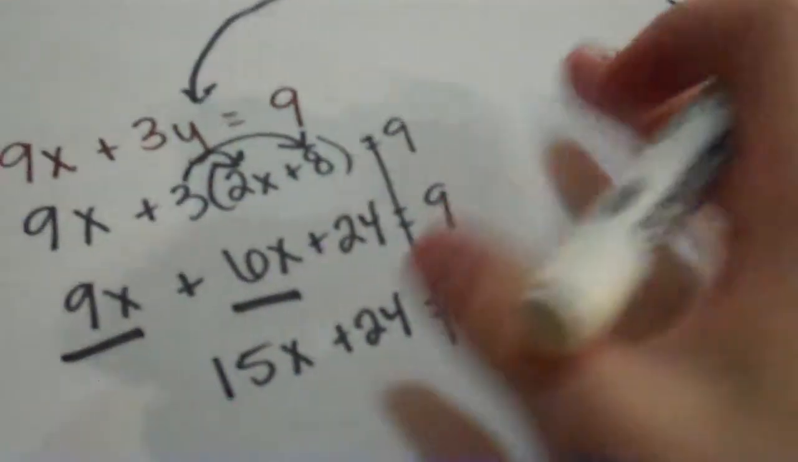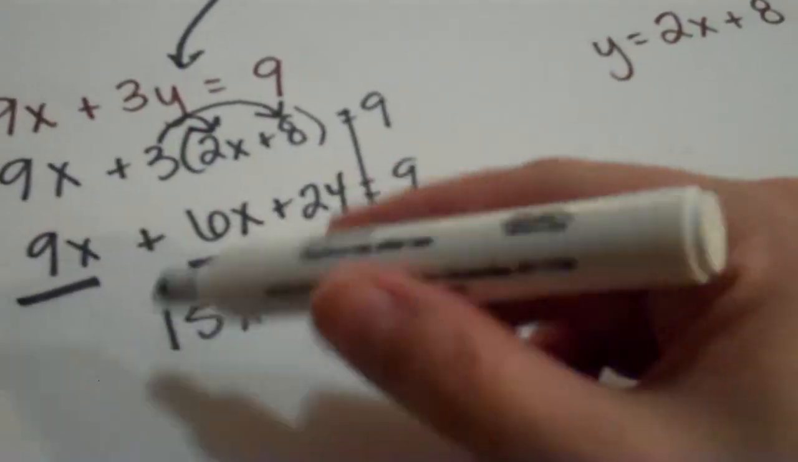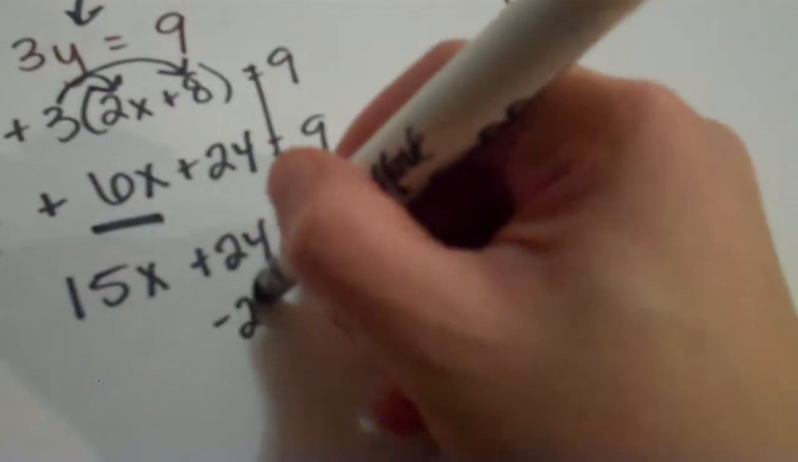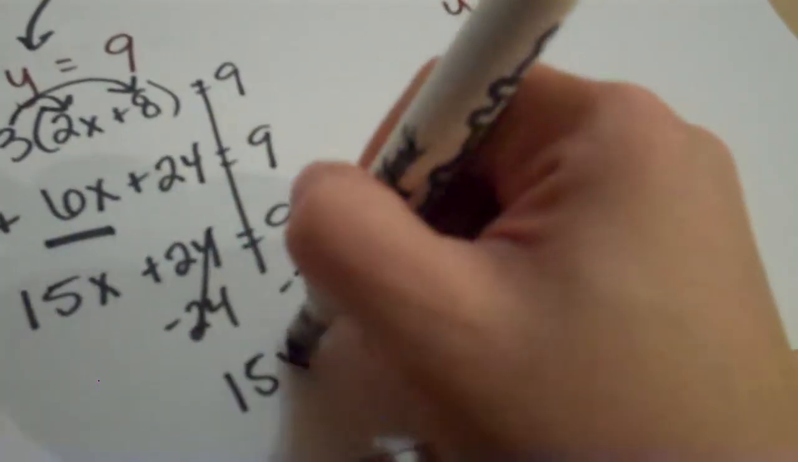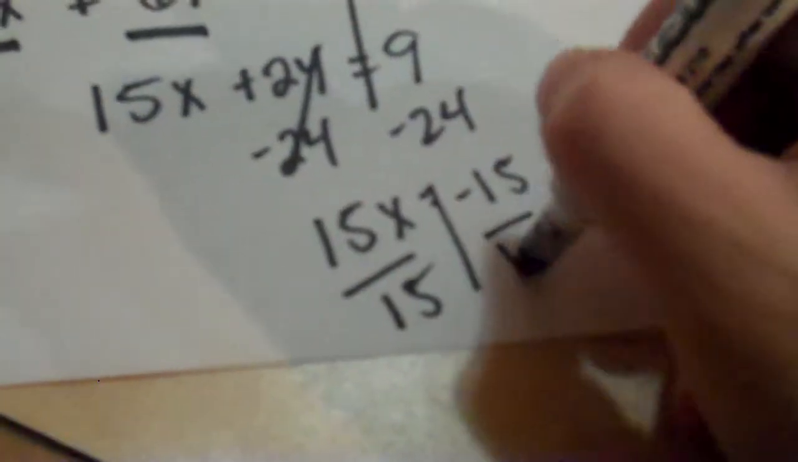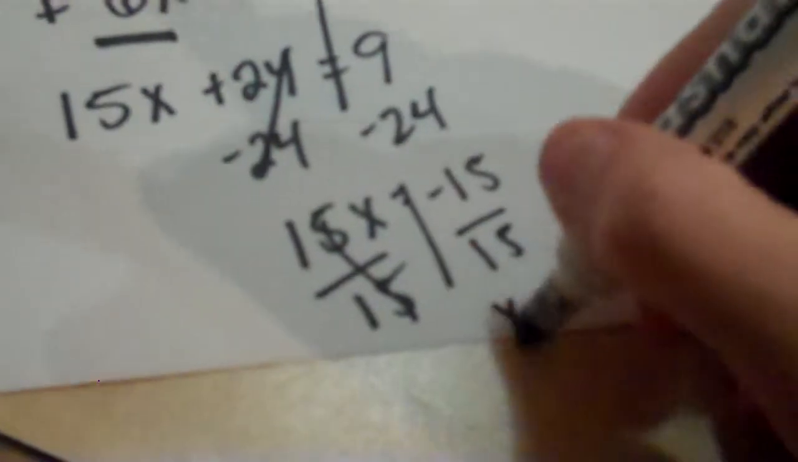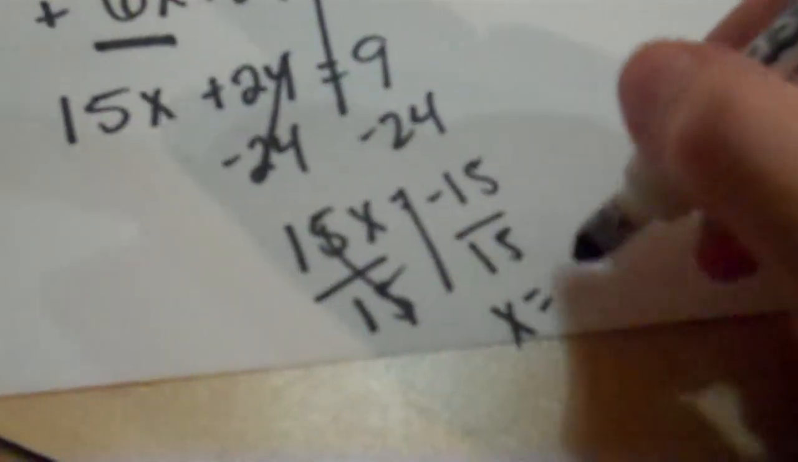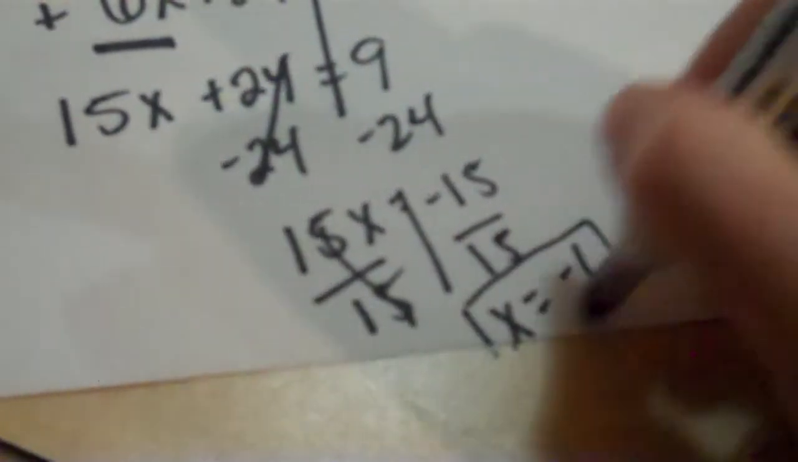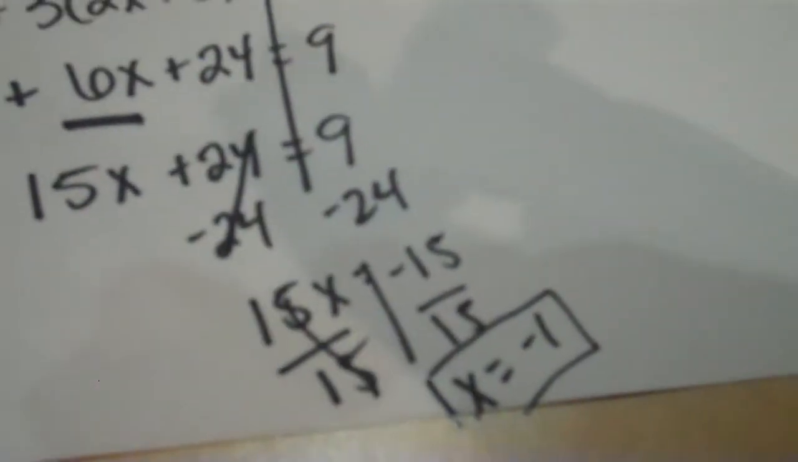And then I solve. With x, 15 is my best friend, so I get rid of the 24. 9 minus 24 is negative 15, if you can see that. And then I divide by 15. So x equals negative 15 divided by 15, which is negative 1. Okay? x is negative 1.